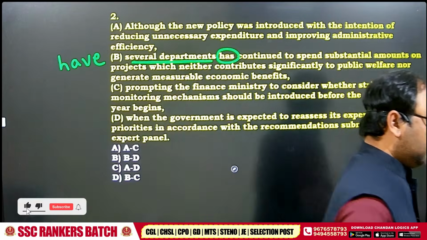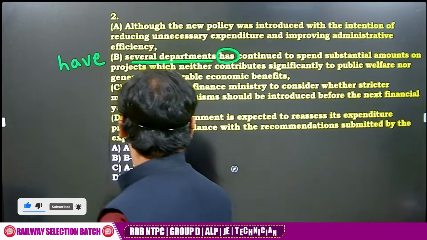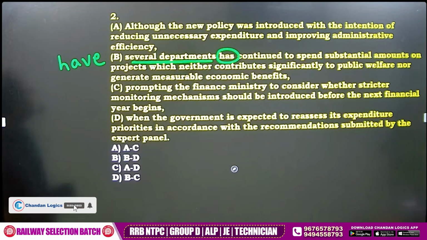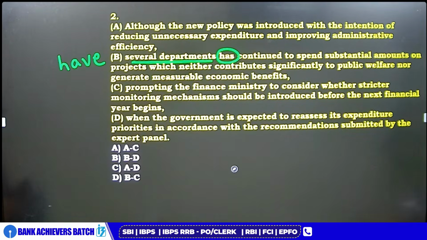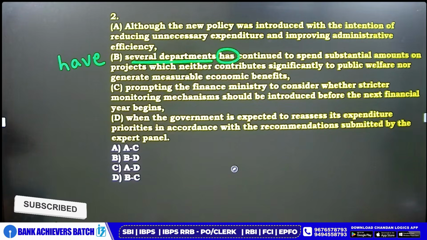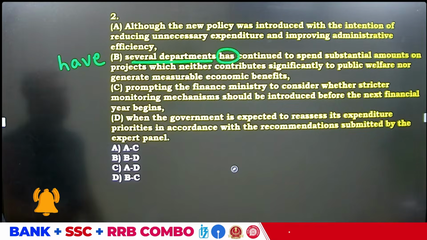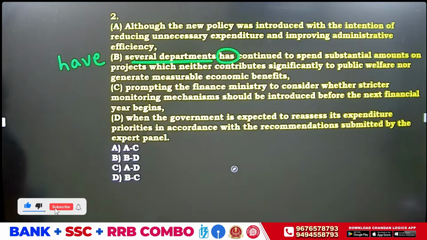What is the other problem? So B, I agree. There is a problem in B. What next? Where is the other error? B has a serious error. Several departments, plural. So has cannot be used. Have. What is the other problem?